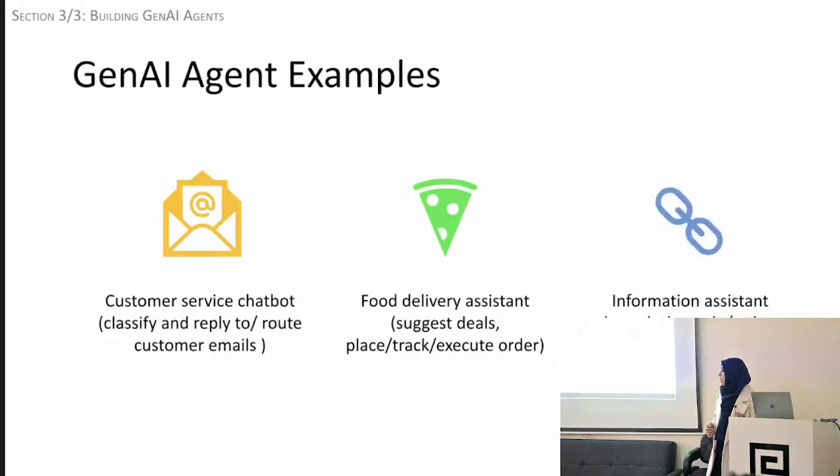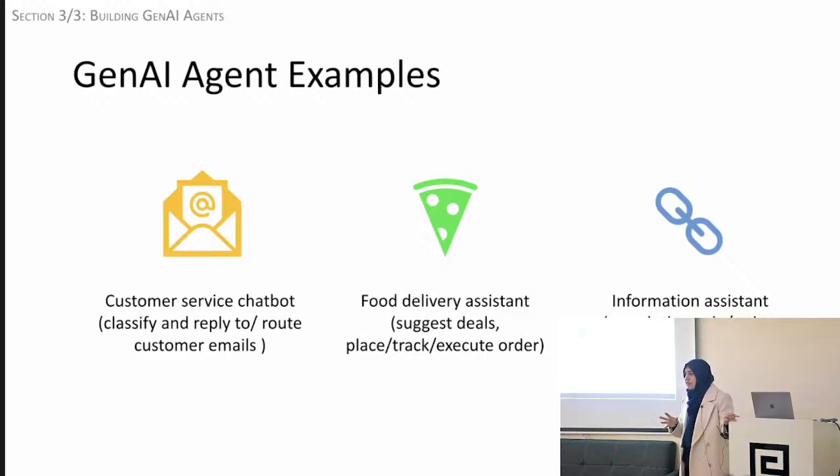Some examples are maybe a customer service chatbot, which you want to classify emails that it receives, even reply to emails, even route those emails to the right maybe department or the right person, right?